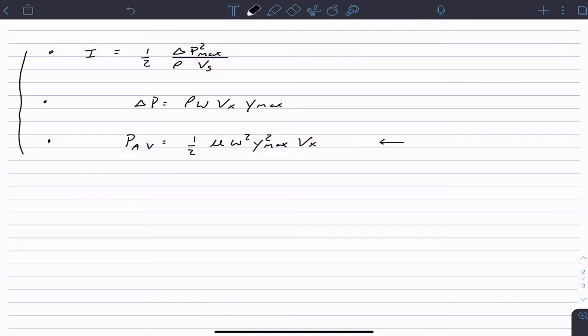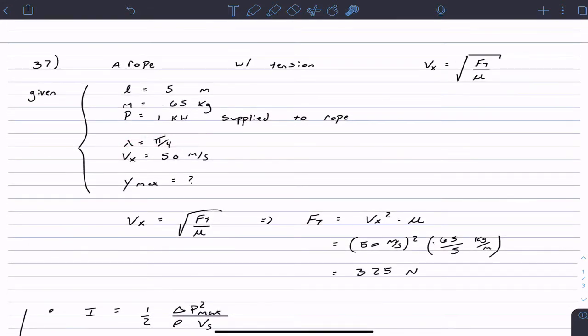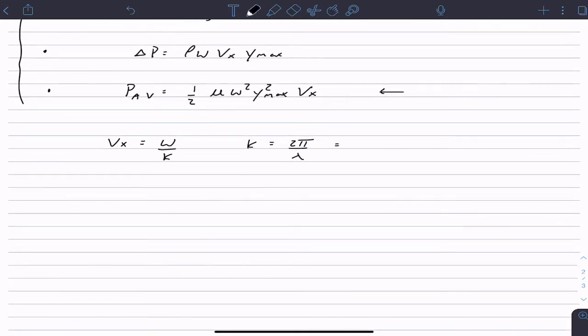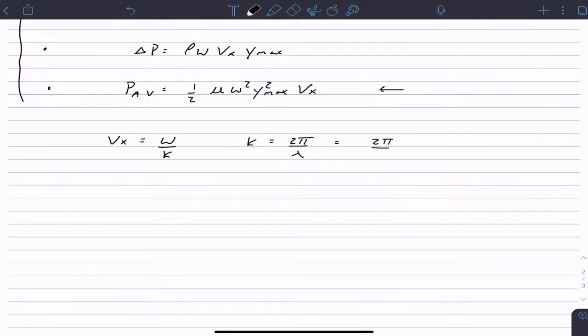Let's just look at a couple of relationships that we have, again, for angular frequency. So remember that the speed is equal to angular frequency over k. What is k? K is equal to 2 pi over lambda. Are we given a lambda? We are. So look, we can plug that in. So k is equal to 2 pi. What was our lambda again? It was pi over 4. Right, so pi over 4. So these cancel. This is 8, 1 over meters.